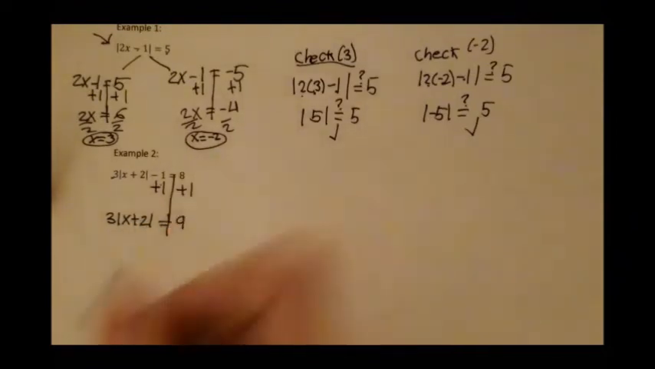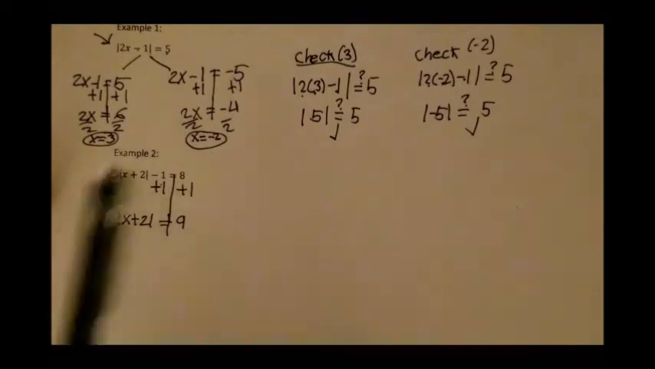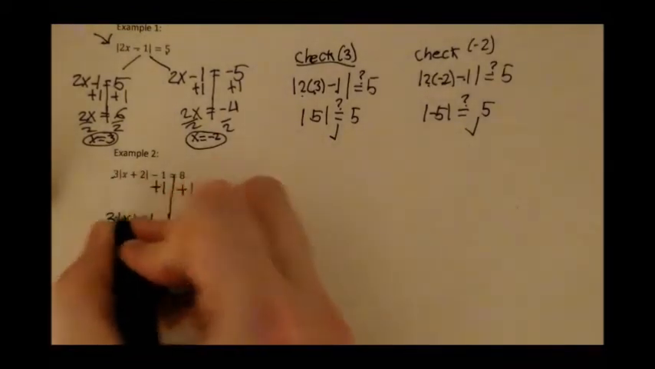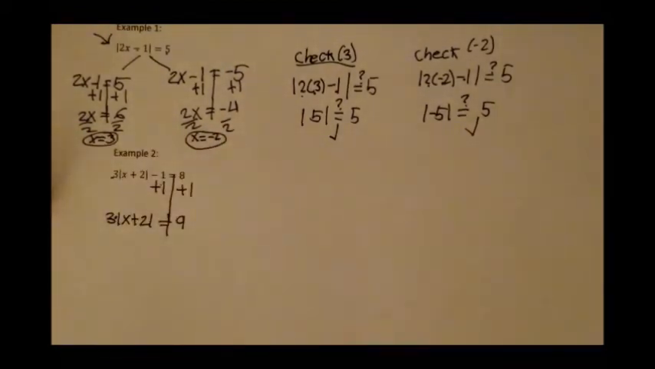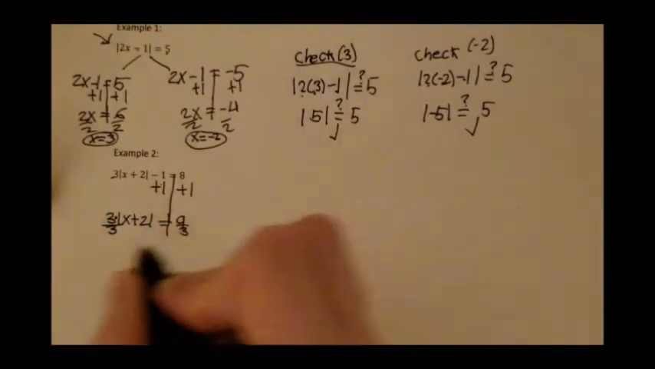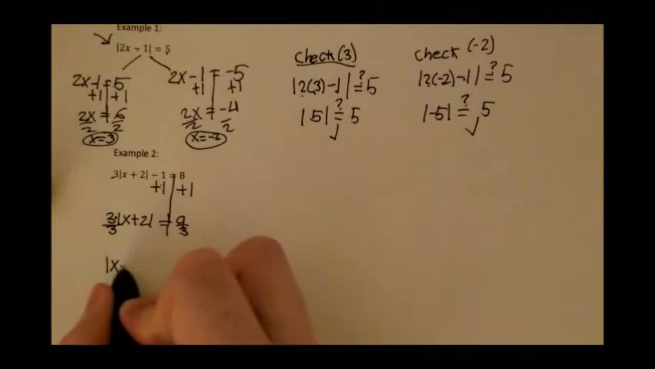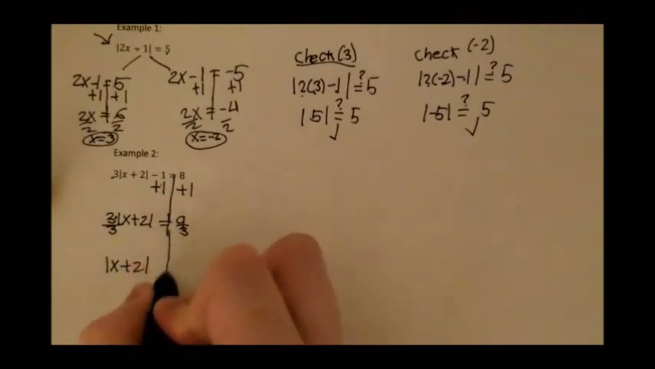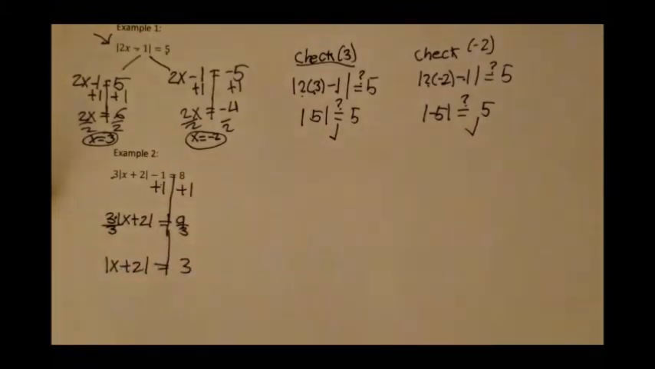So we would have 9 on the other side. And then this number in front, this is 3 times this. You don't want to distribute or do anything like that. To get rid of a number in front, you want to divide it to the other side. So we would have the absolute value of x plus 2 equals 3.